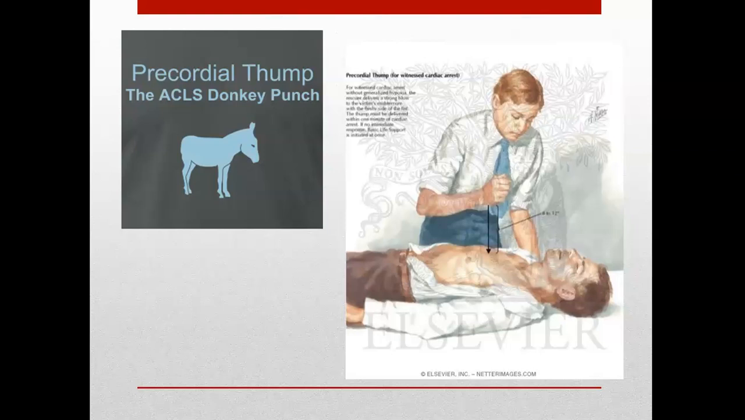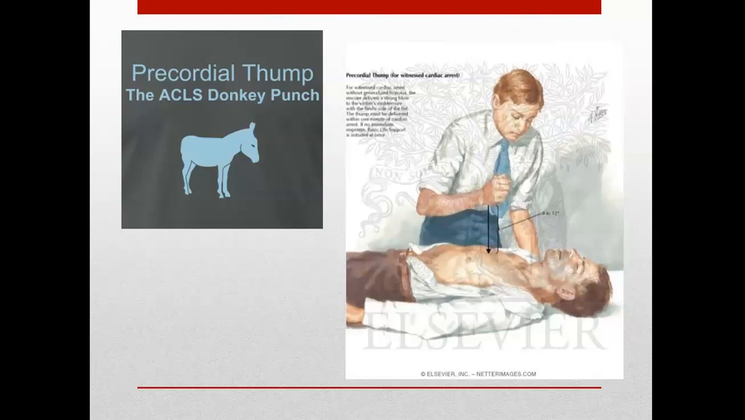So basically, you just make a fist and you super, super quickly thump, I don't know how else to say it, a patient's sternum with your fist. So it is all right to do it if you witness a cardiac arrest and a defibrillator is not immediately available, or if you know how it works for the patient.